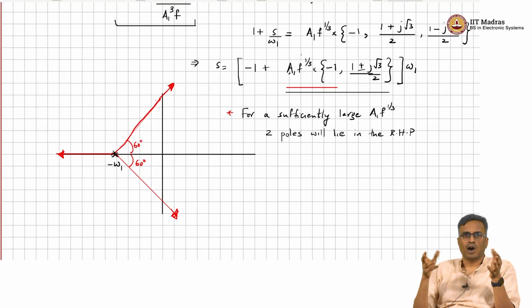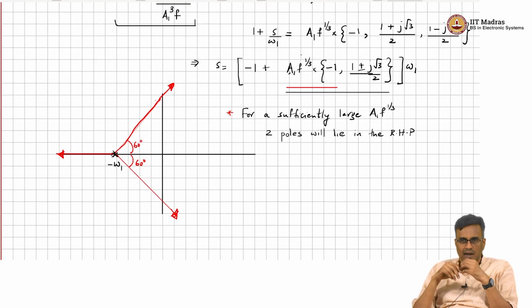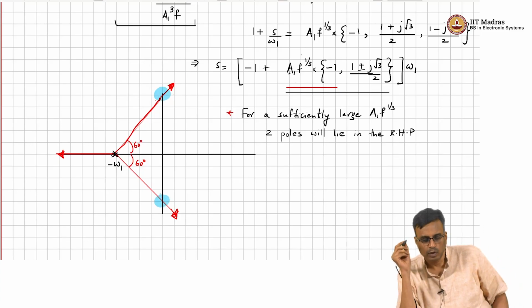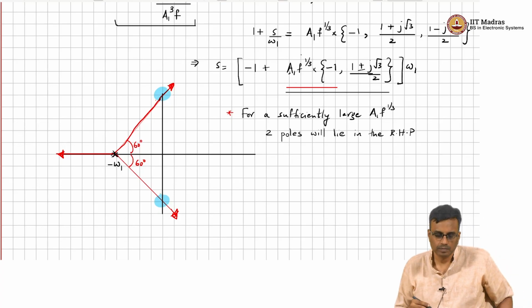In other words, how large can I make A1F to the 1/3 while the poles still are in the left half plane, right. So the critical point is, to answer that question, for what A1F to the 1/3 will the poles lie on the j omega axis, correct. So how will we figure that out?